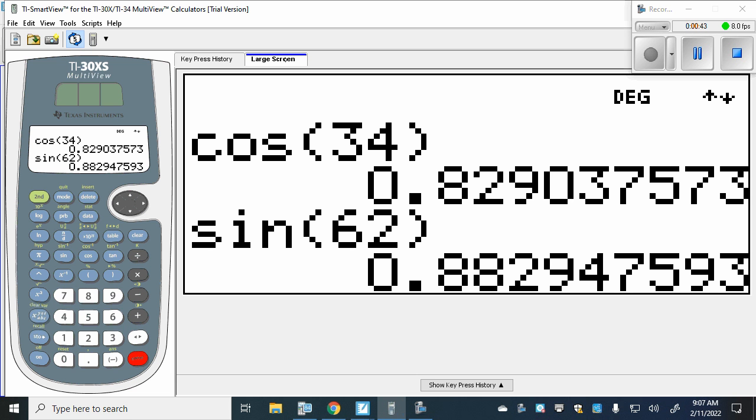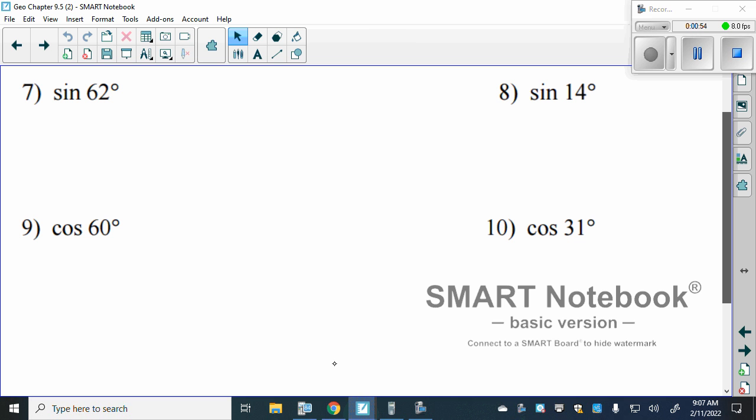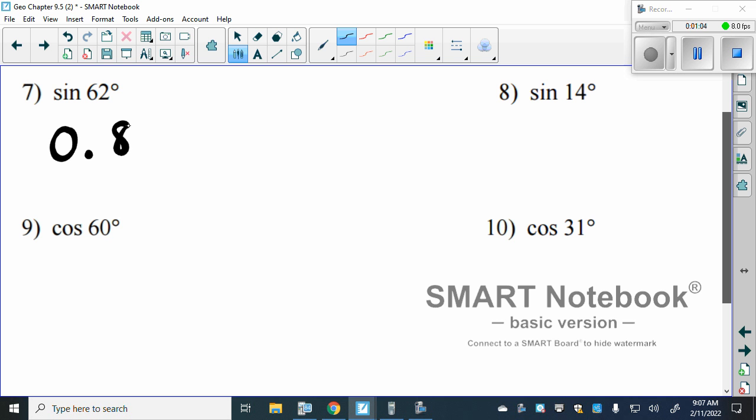And it'll tell us that it's 0.88294. So the value of sine at 62 degrees is 0.8, what was it? 29. Because we'll go to 4 decimal places, and since the decimal number after 9 is a 4, we round down. And that's all we have to do for this here.